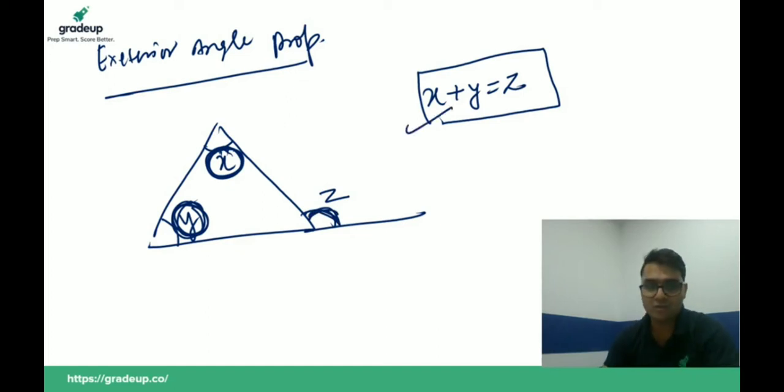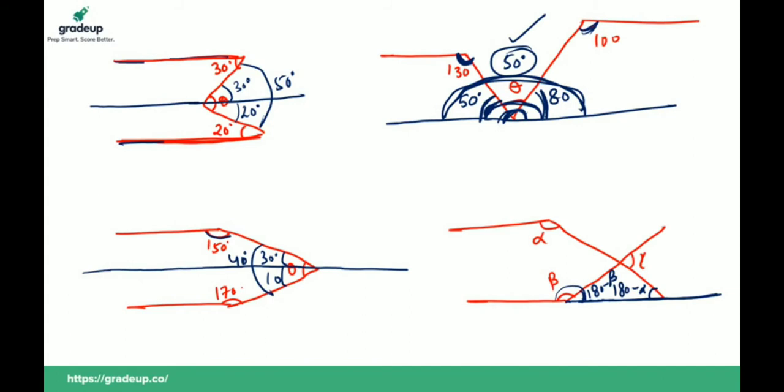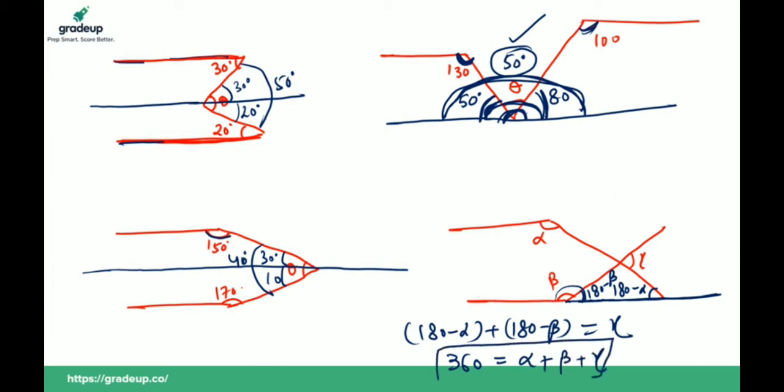All right. So in this way, I can say 180 minus alpha plus 180 minus beta is equal to gamma. So 360 is equal to alpha plus beta plus gamma. That means alpha plus beta plus gamma is equal to 360 degree.